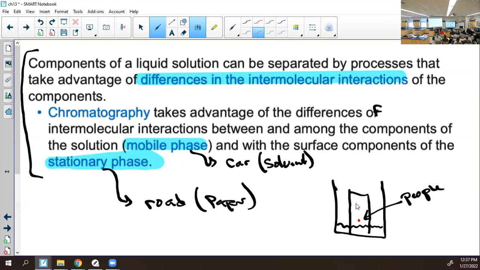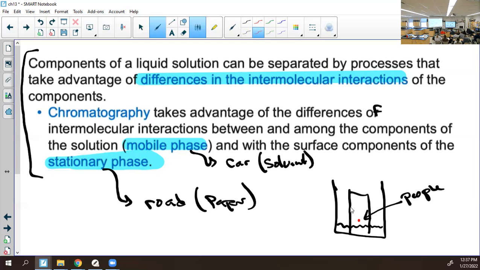And most of the time, as it travels up the paper, it leaves other things behind. Because red is a combination of colors, this will separate all of those colors into their separate components.